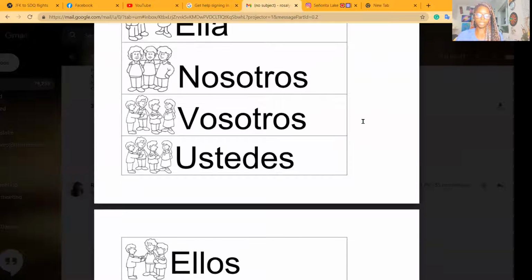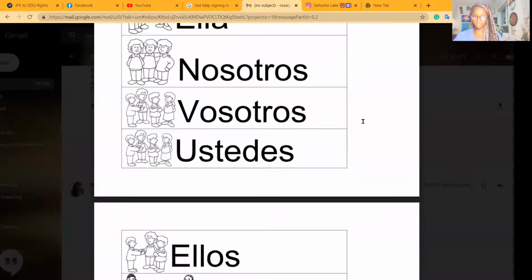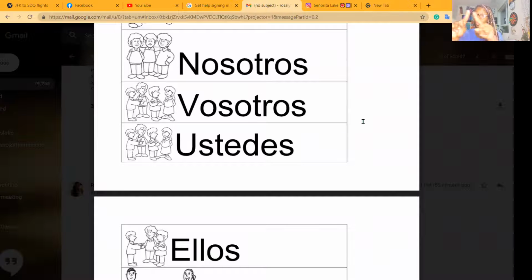Tenemos también los plurales, the plural forms, right? So we have nosotros, which is we. Vosotros is something that we really don't use unless you're in Spain. Ustedes, them, the others, right? Ustedes is also like vosotros, but ustedes and vosotros are the same thing. Ellos, they, over there.